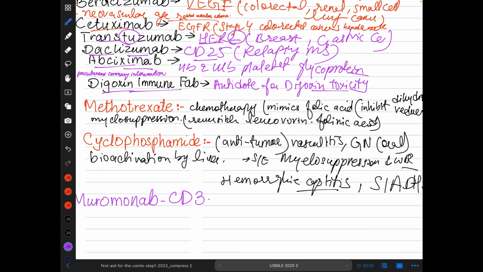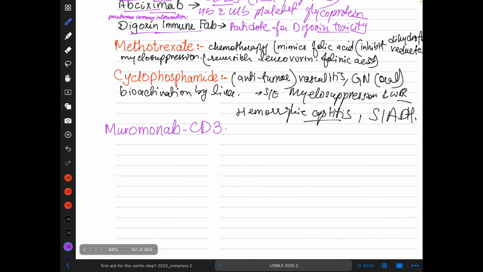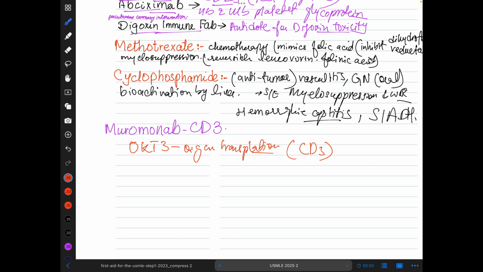There is also one more drug, the monoclonal CD3 antibody, also called OKT3, and it is used in organ transplantation. It binds to the epsilon chain of CD3 on T cells, and it blocks T cell activation and leads to T cell depletion from circulation.